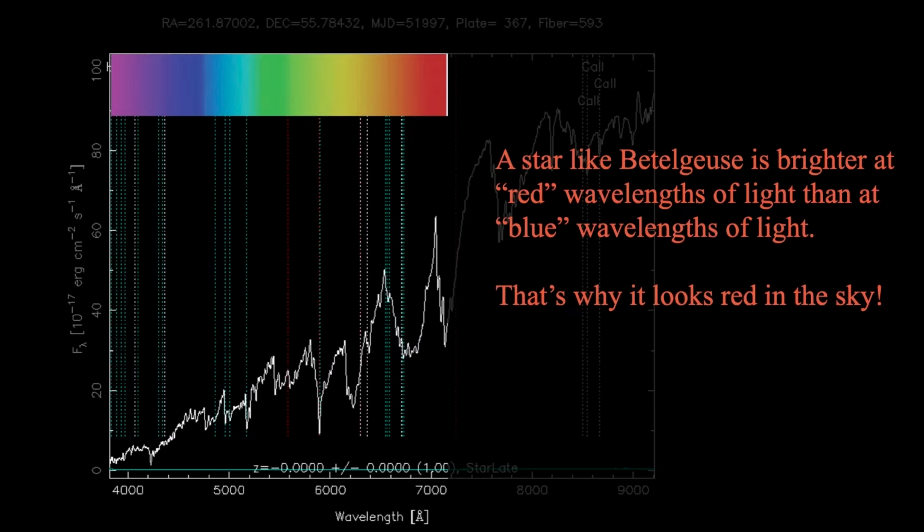But you can see it actually glows a lot in the infrared. But for visible light, it's brighter in the red wavelengths than it is in the blue, and has striking absorption features and so forth. And because it's bright in the red compared to the blue, that's why it looks red in the sky. Now we can also judge whether it's a giant or a main sequence star by looking at these absorption features, the dips from the continuum.